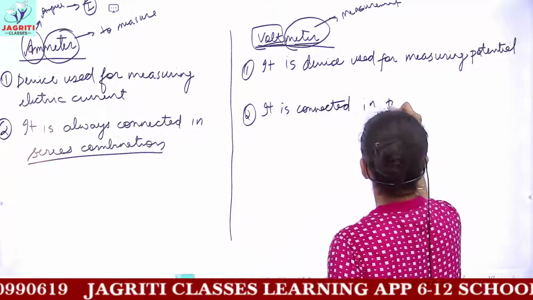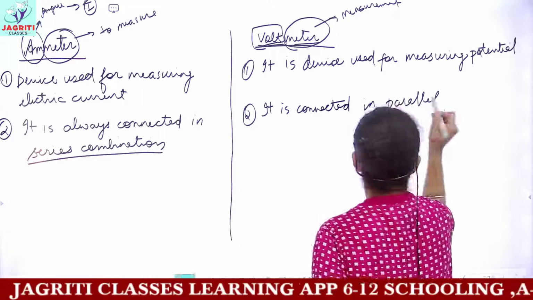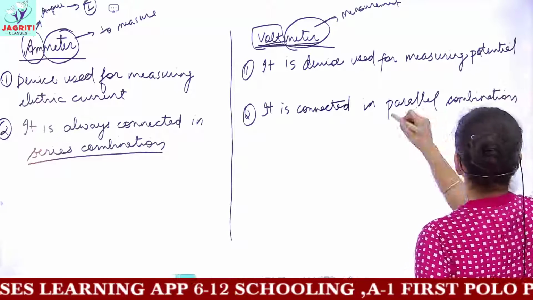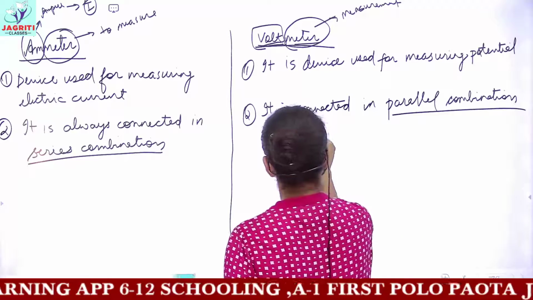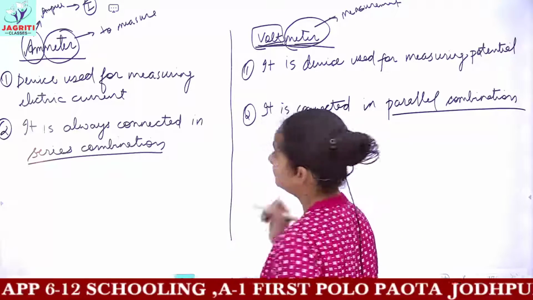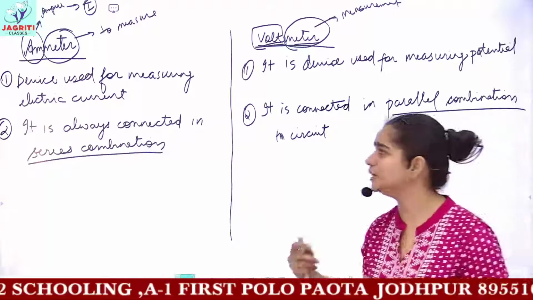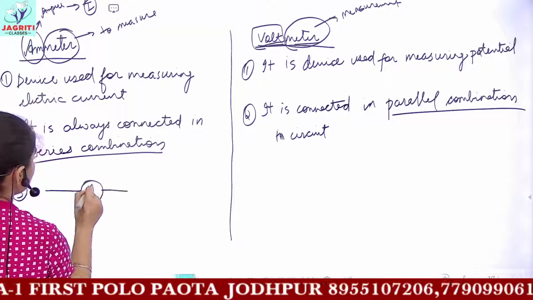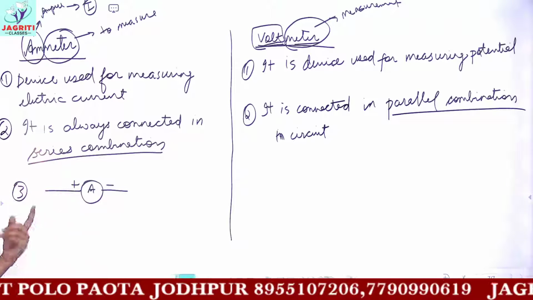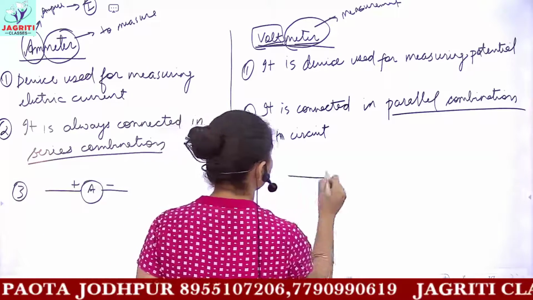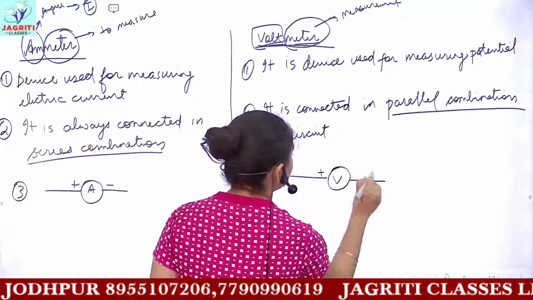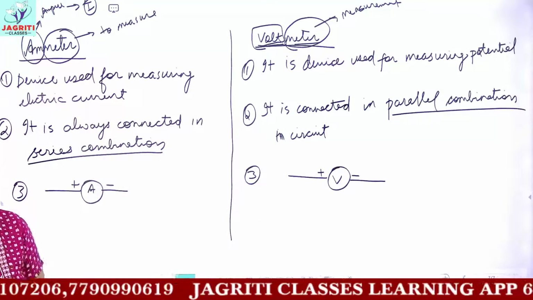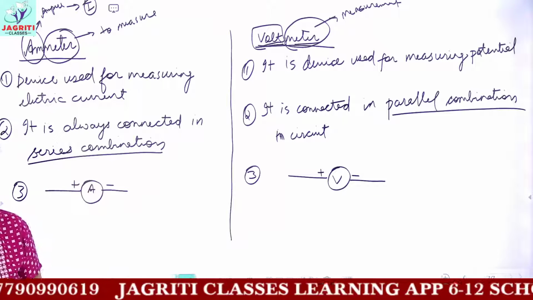Ammeter is always connected in series combination, while voltmeter, it is connected in parallel combination in the circuits. Okay, so these are the two differentiating features of the device. Ammeter, you have already seen in the table. It is represented by the symbol capital A written inside a circle, and the symbol to represent voltmeter is capital V represented inside the circle with two terminals, plus and minus, that is positive and negative terminal. So these are the two devices. I hope this is clear.